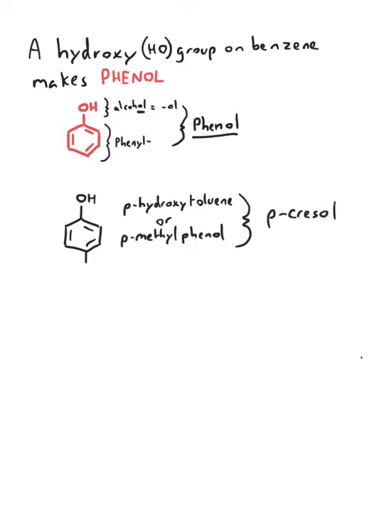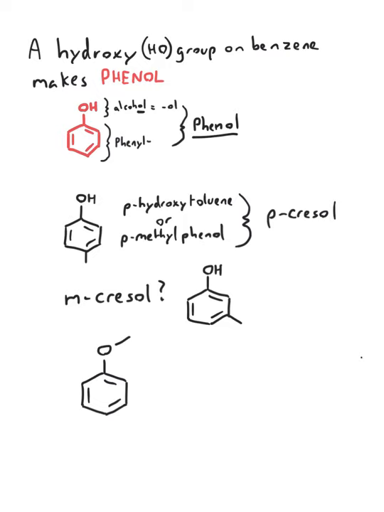Now, if that's para-cresol, what is meta-cresol like? Draw the structure. You may pause now. And yes, this is what meta-cresol looks like. What if the methyl group is on the oxygen instead of the benzene ring? Well, turns out that is called anisole, another common name.